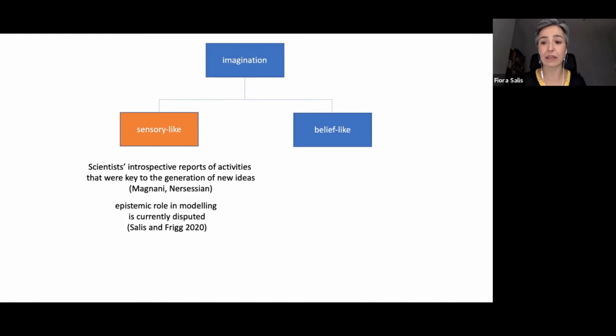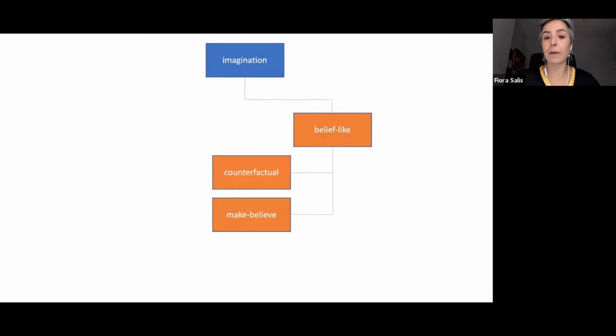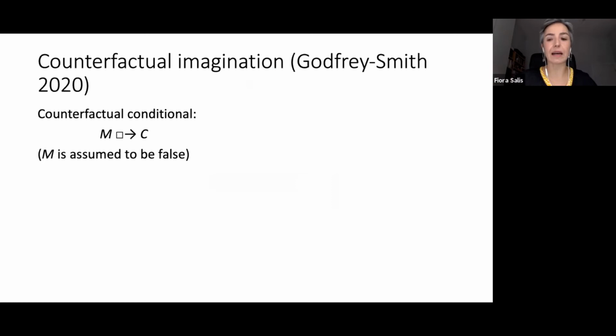Okay, so I'm going to now leave aside this notion, and I will focus on belief-like imagination, because this is the crucial bit. So belief-like imagination, in this talk, I'm going to focus on two main varieties of this notion, the counterfactual imagination and then make-believe. And I will now focus first on counterfactual imagination. We have only a few slides on this, but this is a very natural way of interpreting the sort of imaginative activities that characterize the modeling practice.